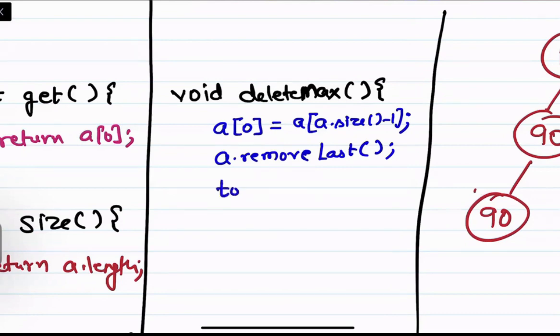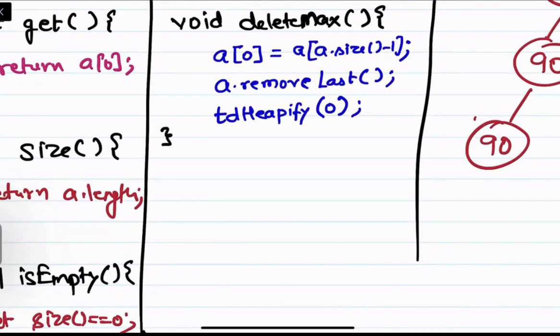Now you have to do top down heapify. Let me call it TD heapify. You will do this on which index? From which index you want to start top down? Yep, it has to start from index 0 because 0 index is what we have copied and made corrupt.